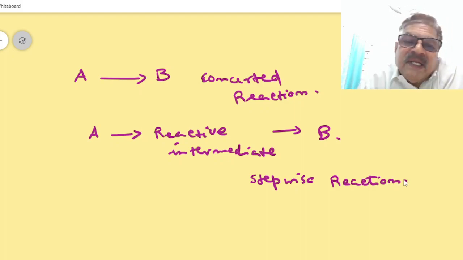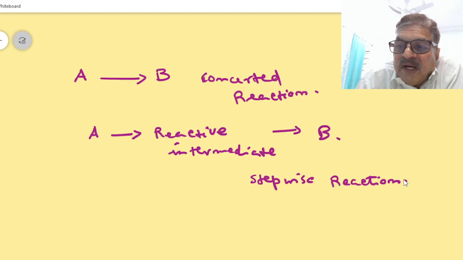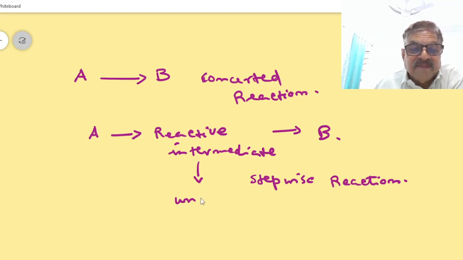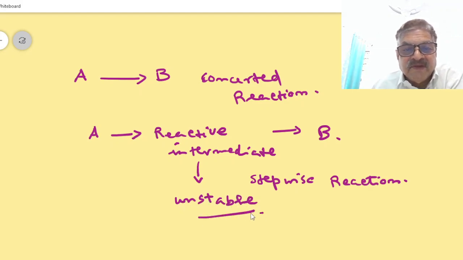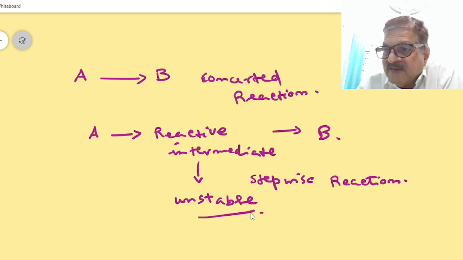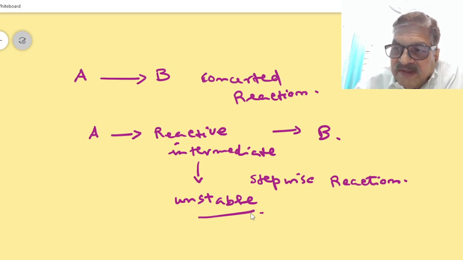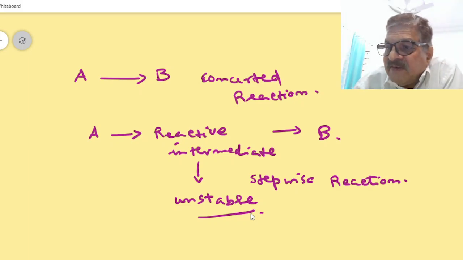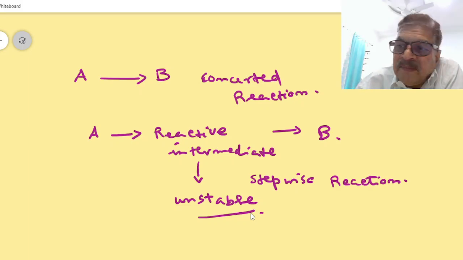The starting material is first converted into unstable intermediates. The reactive intermediates are all unstable, highly reactive. That is why they are unstable. The moment one is formed, it is converted into another one. These are highly unstable intermediates. So the starting material is first converted to an unstable intermediate, which is called a reactive intermediate.